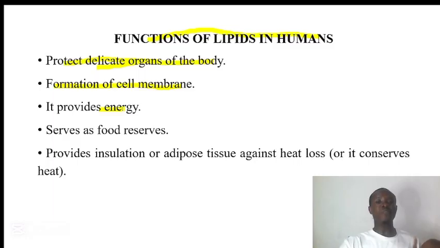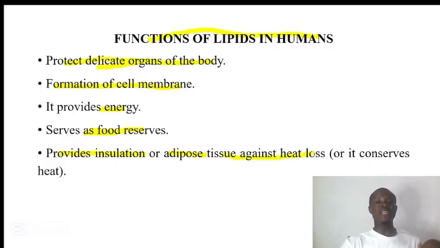But the body prefers carbohydrates to lipids for energy giving. Lipids also serve as a food reserve. These lipids are stored in adipose tissues. Lastly, they provide insulation. That means they act as insulators in order to prevent the loss of heat.